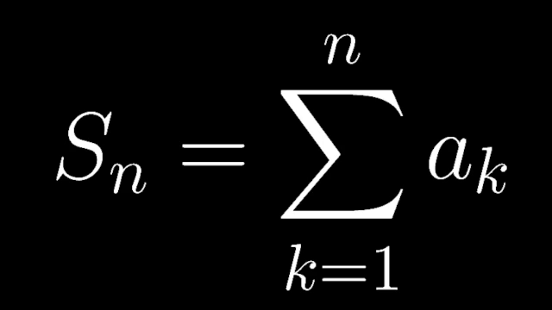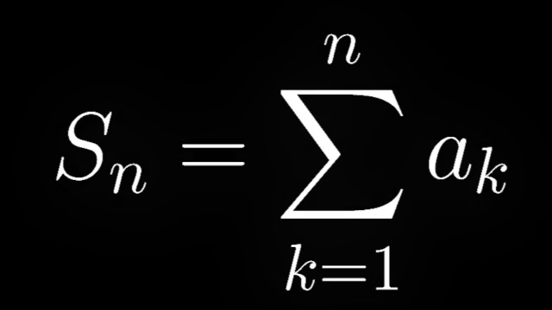A series, on the other hand, is the sum of the numbers in a sequence up to a certain point. The symbol on the screen means sum, or sigma, and it represents the sum from the first term up to the nth term of the sequence. A series is often represented as a sequence of partial sums. Here, that's a little confusing, so let's work on an example.